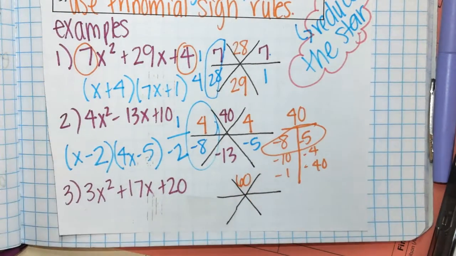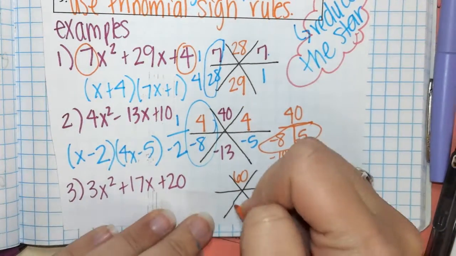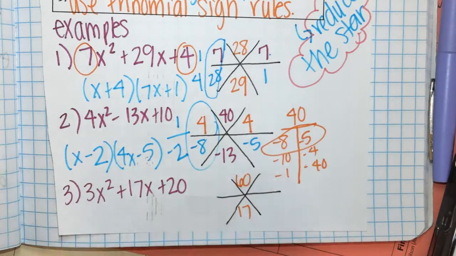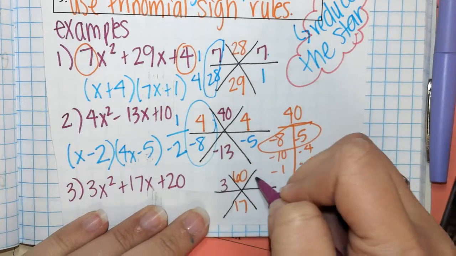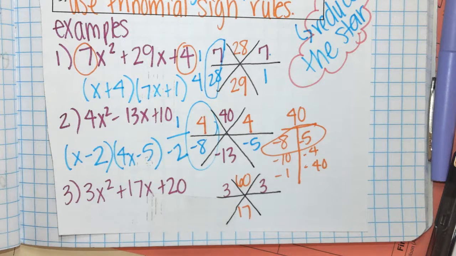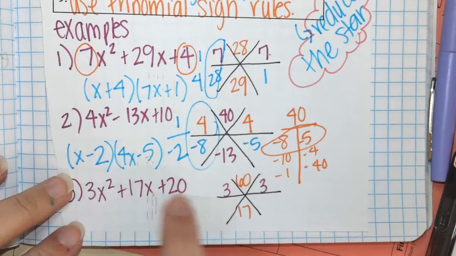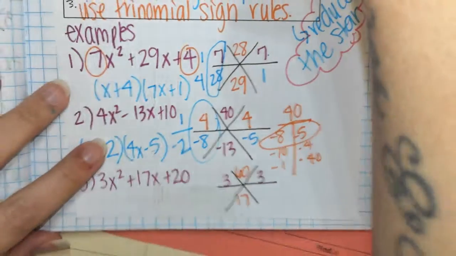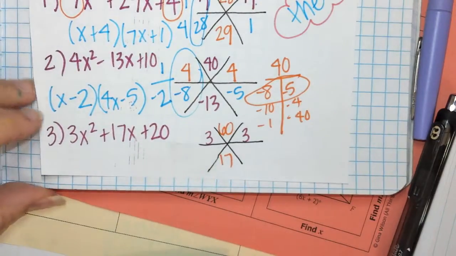And at the bottom, what goes at the bottom of our star? 17. And top left and right? 3 and 20. Nope. You have to multiply A times C. And you gotta add them to get 17.